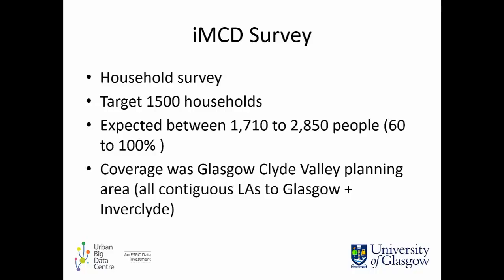Okay, I'm going to talk a little bit about the survey, and then I'll hand over to Shiva to talk about the other parts of the project. As I said, this is a household survey. We wanted 1,500 households, and from those 1,500 households we expected to get around 1,700 to 2,000, maybe 3,000 people. So that's a range of 60 to 100%. We weren't expecting to get 100%, probably closer to the 60%, if we're honest. Coverage, as I have said before, is the Glasgow Clyde Valley planning area.